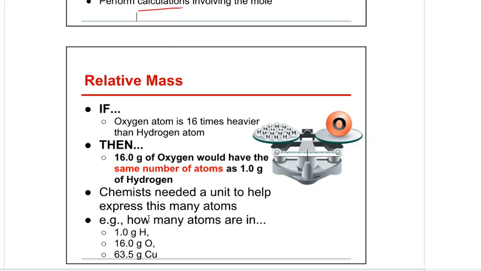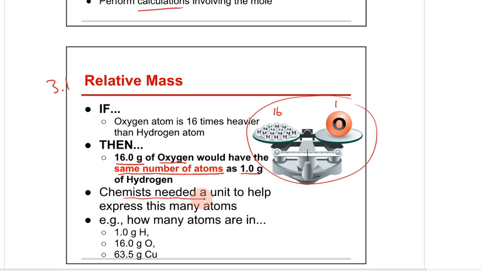So first, if you remember back to section 3.1, we were talking about this relative mass, and what we saw in this picture was that it took 16 little atoms of hydrogen to equal the mass of one atom of oxygen. So oxygen's a lot heavier. If I have 16 grams of oxygen, wouldn't that have the same number of atoms inside of it as just 1 gram of hydrogen if it's 16 times heavier? So that's the ultimate process that we were trying to figure out, the mole idea.